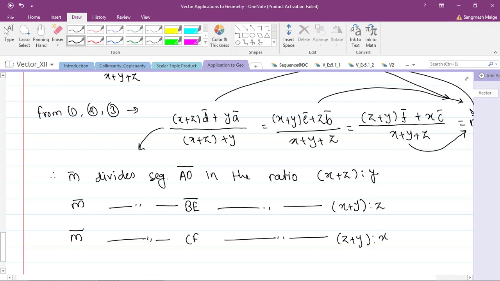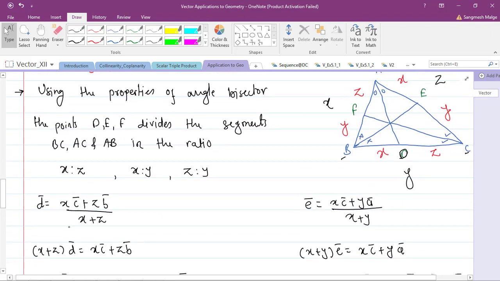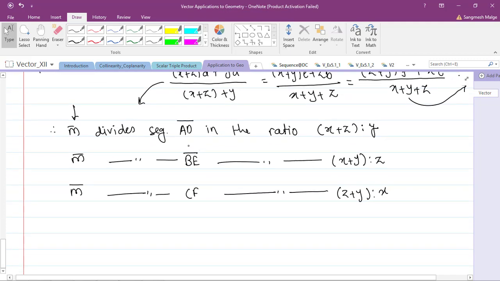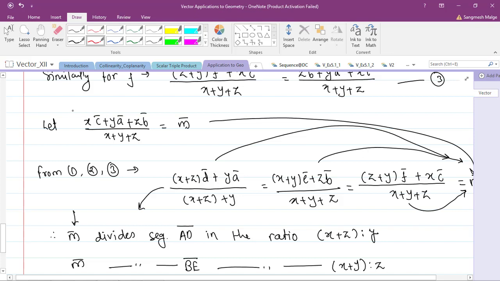So as the same point is dividing all these three segments, and the position vector of M bar is the same, what we can say is all the 3 lines are concurrent. So these are the concurrent lines we have. And the concurrency point of the angle bisectors is always known as the incenter. Important: always remember that the intersection of the angle bisectors is always known as the incenter. So what is the position vector of the incenter? This M bar is the position vector of the incenter.